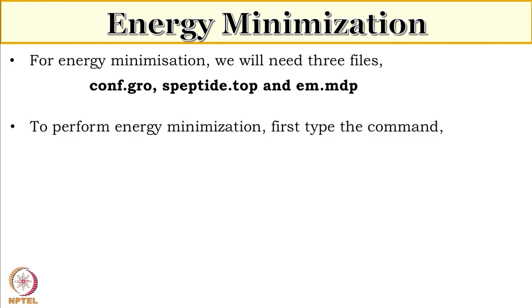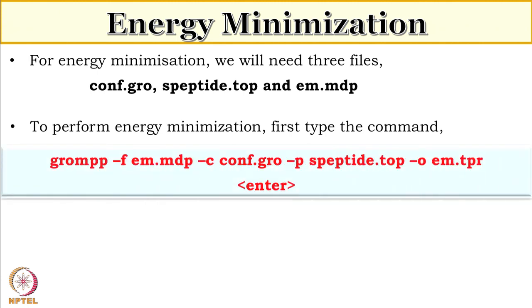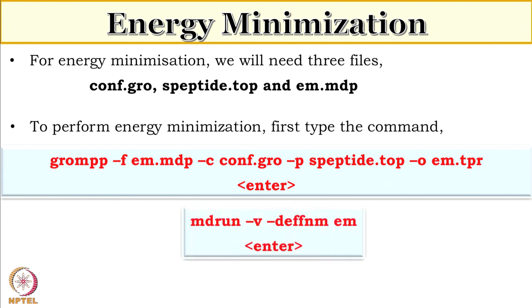Now to perform energy minimization, we first have to generate a TPR file. So first we will type the command grompp space minus f em.mdp, which is my molecular dynamics parameter file for energy minimization. Then minus c conf.gro, which is my GRO file including my solvent and the peptide. Then minus p speptide.top, which is the topology file, and then minus o em.tpr, that is my output file. After generating em.tpr, we will use this TPR file for the MD run for energy minimization.